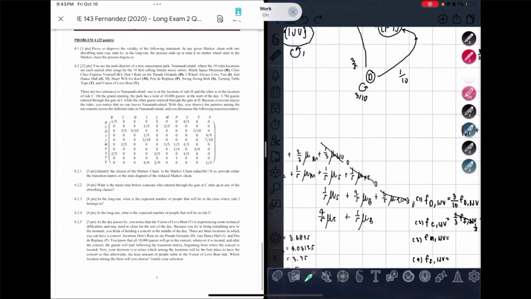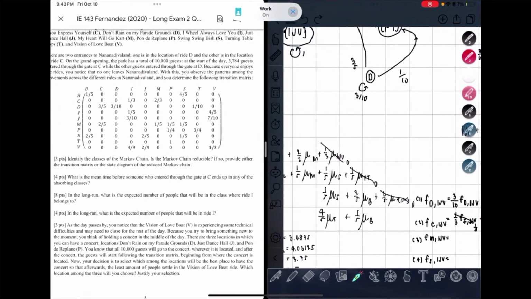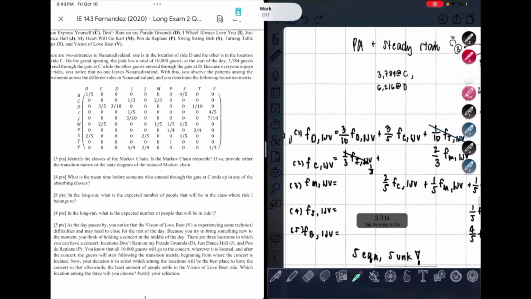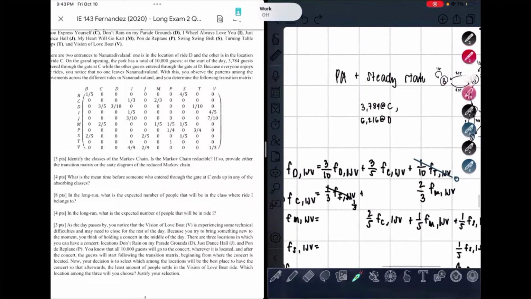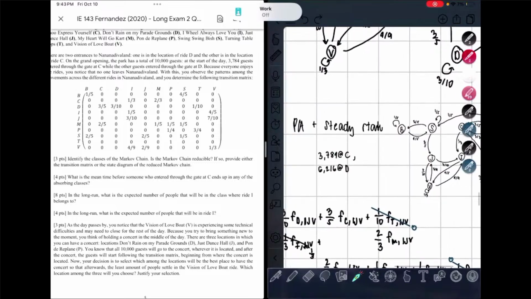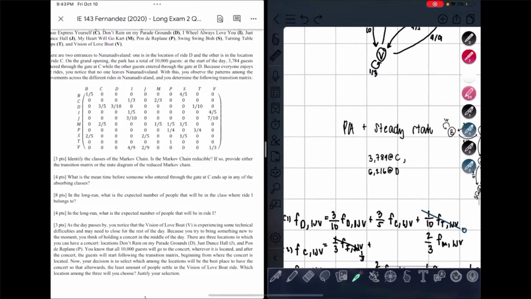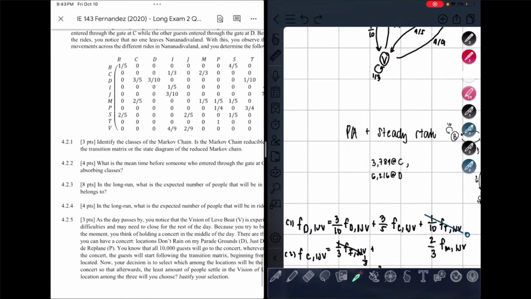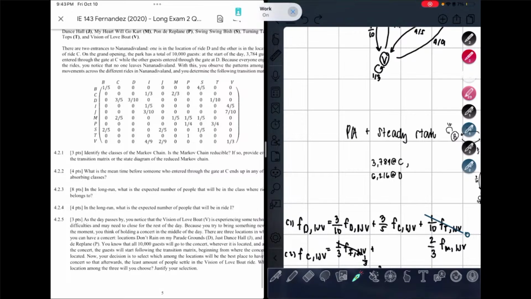4.2.3. In the long run, what is the expected number of people that will be in the class where ride I belongs to? So, it's this one. So essentially, steady state yung hinahanap dito. Ay, sorry, not yet. Probability of absorption pala muna. Kasi I did these both simultaneously na. Tas in the long run, what is the expected number of people that will be in ride I? Kasi medyo related naman sila. But let's start first with the first step.